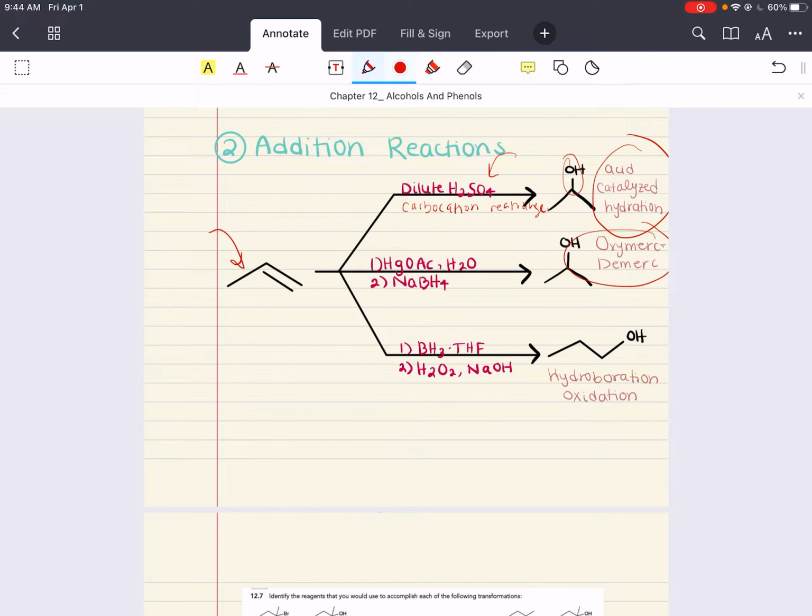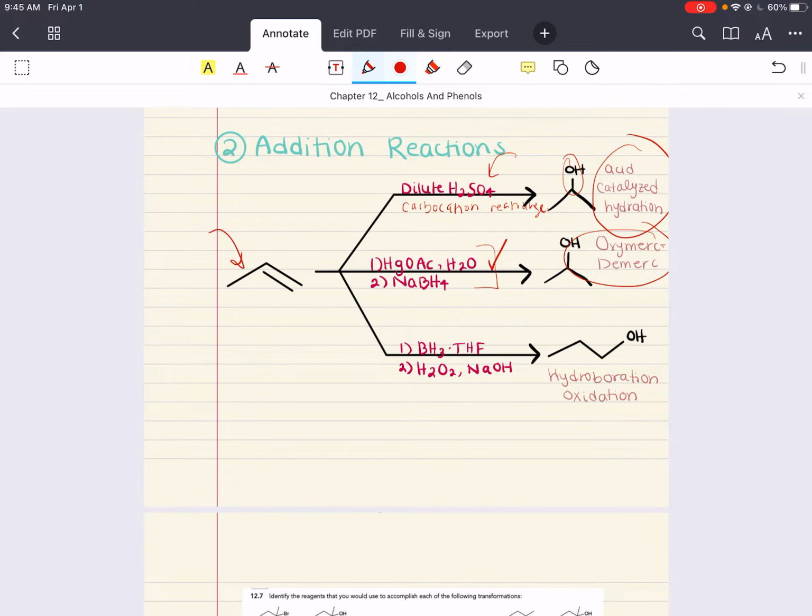Now, oxymercuration-demercuration, this is also through Markovnikov addition. It does not involve carbocation rearrangement, which is good. So if you don't want a mixture of products, you just want your Markovnikov addition product through hydration, then this would be a good pathway to take advantage of.